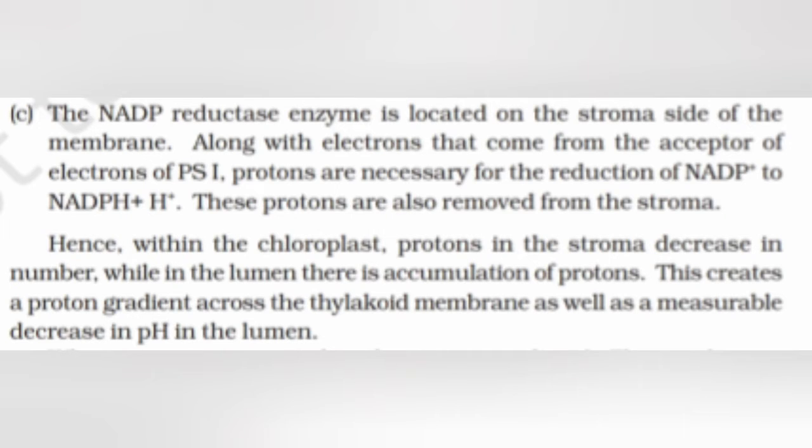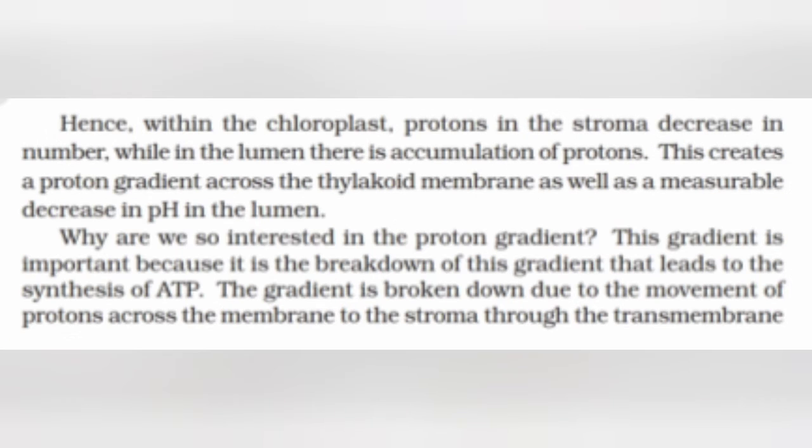Third, the NADP reductase enzyme is located on the stroma side of the membrane. Along with the electrons that come from the acceptor of PS1, protons are necessary for the reduction of NADP to NADPH. These protons are also removed from the stroma. Hence, within the chloroplast, protons in the stroma decrease in number, while in the lumen there is accumulation of protons. This creates a proton gradient across the thylakoid membrane, as well as decreases the pH in the lumen.